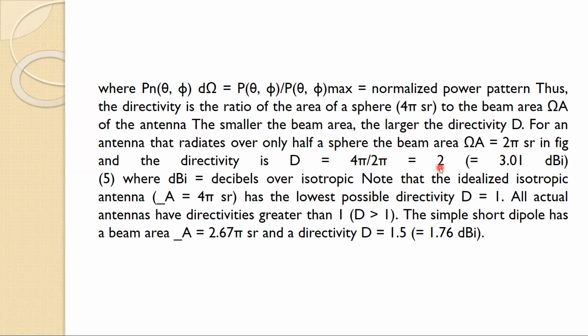Understand? This 2 can be expressed in decibels, which equals 3.01 dBi. dBi equals decibels over isotropic antenna.